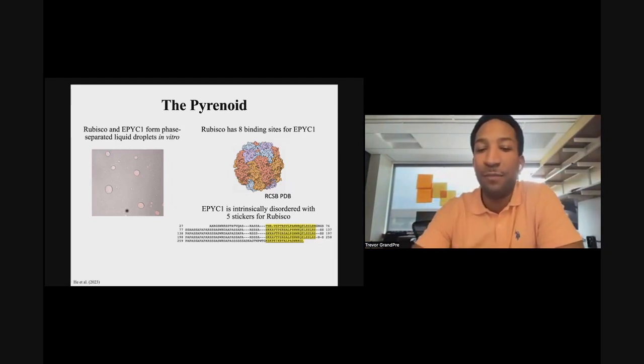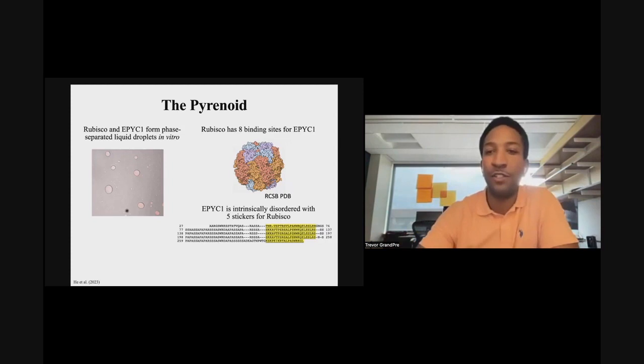And EPYC1 is an intrinsically disordered protein that has 5 stickers for Rubisco. I'm showing here the amino acids that make up EPYC1. The 5 yellow highlighted regions are the sticker regions that will stick to Rubisco, and the other regions are the linkers. You can't visualize an intrinsically disordered protein in a structure, how it folds and things like that, so I'm just showing the sequence.